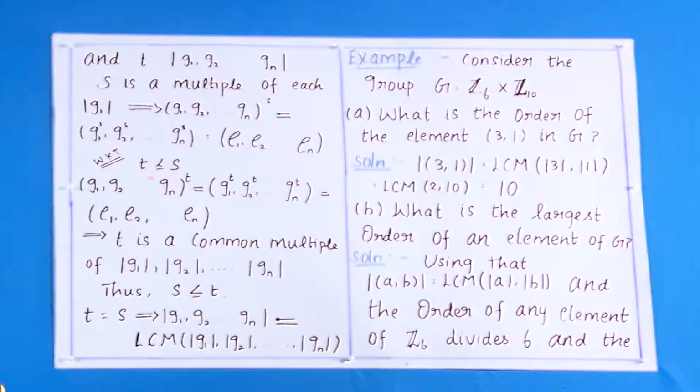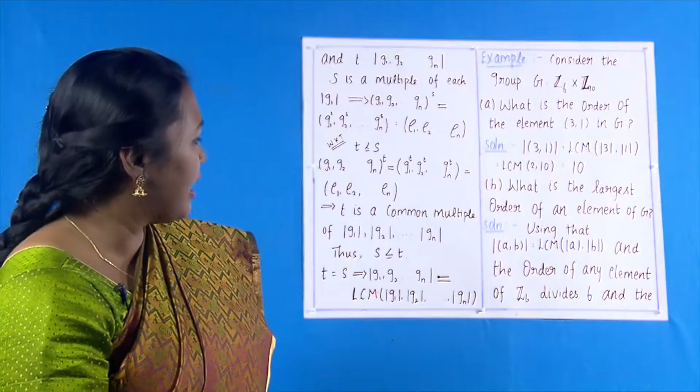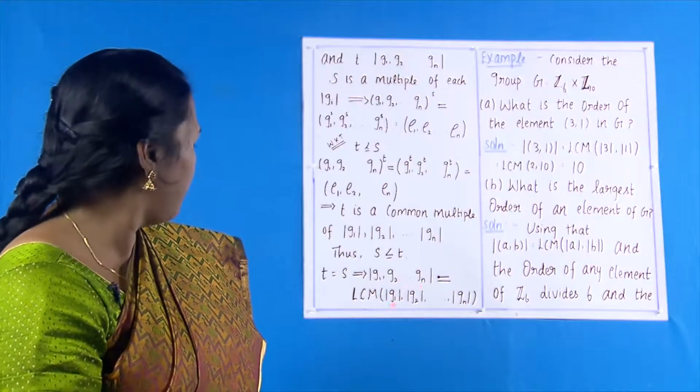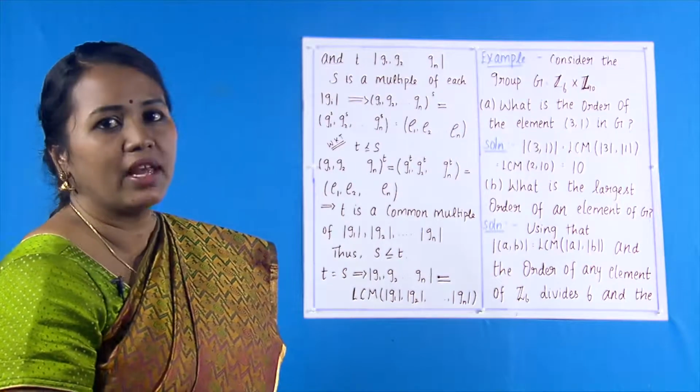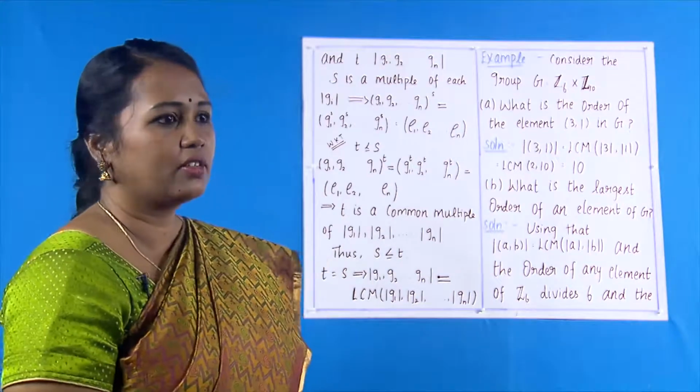We have now proved that T is less than or equal to S and S is less than or equal to T. Therefore T is equal to S, which implies that the order of (g1, g2, so on up to gn) is the same as the LCM of the orders of g1, g2, so on up to gn. Hence the theorem is proved.